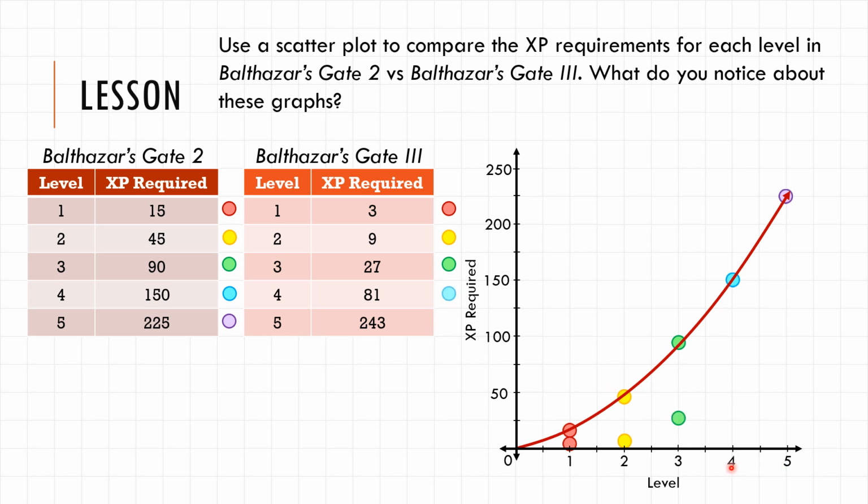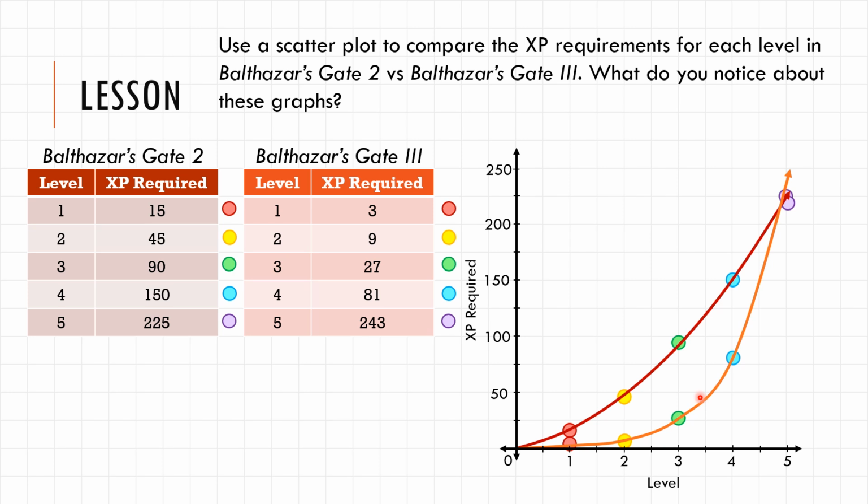For level 4, now we need 81 experience, and it's still easier, it looks like, than the second game to get this experience. And then finally for level 5, we can see that, whoa, now the experience jumped quite a bit to 243. Looking at this graph, is there anything that you notice? What do you notice about these two graphs? And this can be anything, really big or even something really, really small.